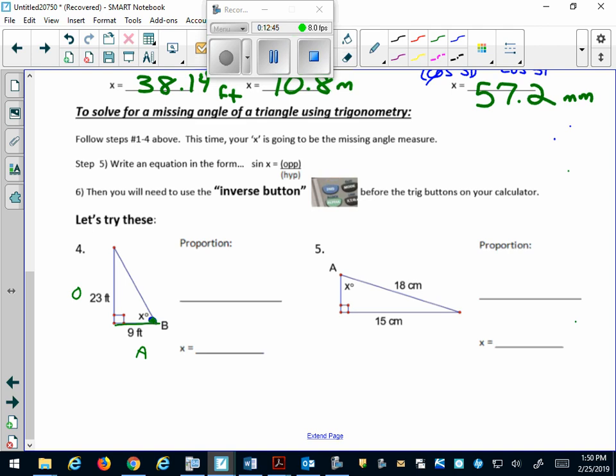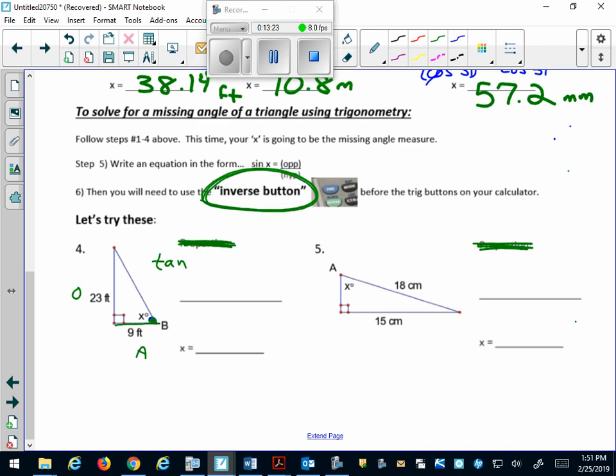So first, same process. We have O and A, so we're going to use sine, cosine, or tangent. Tangent. And actually, this is a mistake here, I would like you to cross out the word proportion. Because when you're looking for the angle measure, I don't want you to use a proportion. I don't want you to put it over 1. So you've got to take notice here. Whenever you're looking for the angle, we're going to use the inverse button. We're not going to cross multiply.